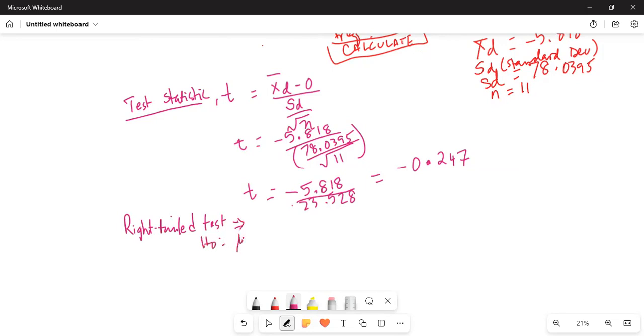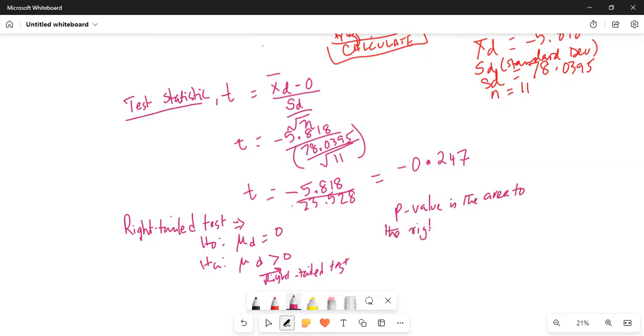Why? Our null hypothesis is mu D equal to 0 and alternate is mu D, the population mean difference, is greater than 0. So this is right-tailed. So the p-value is the area to the right of minus 0.247. And this T-curve has degrees of freedom equal to n minus 1, 11 minus 1 is 10. Okay. So how will I find this T-curve area to the right of it?